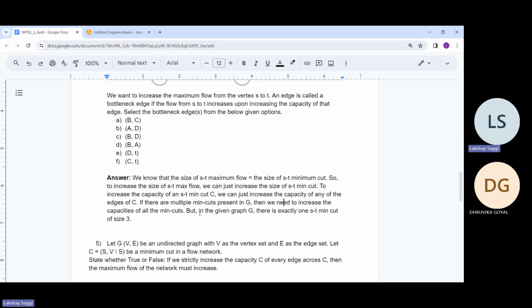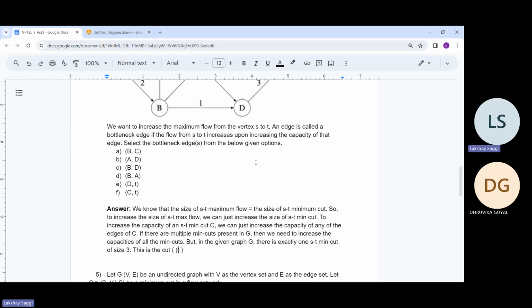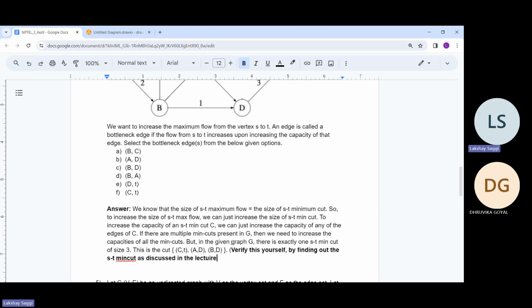So we need to increase the capacity of all the min cuts. There's exactly one SG min cut of size 3. This is the cut. So what's the cut? This cut contains the edges C comma T, A comma D, and B comma D. And I'll put this in bold: verify this yourself by finding out the SG min cut as discussed in the lectures. So yeah, something like this.